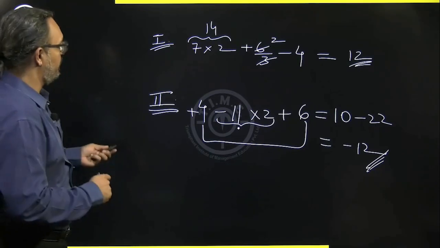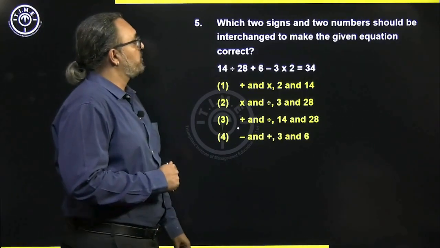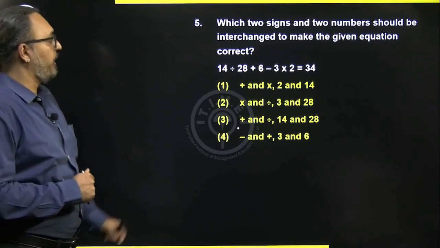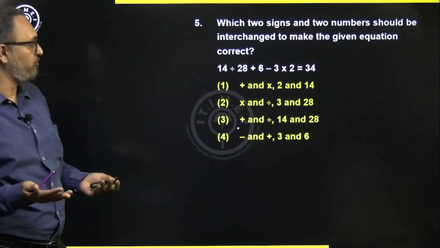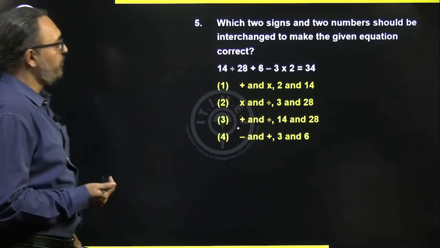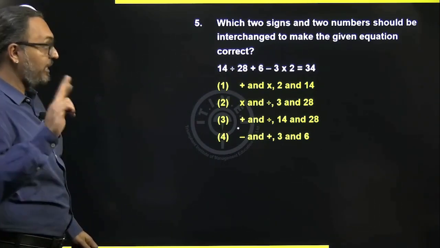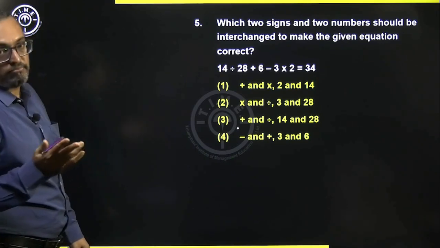Next, which two signs and two numbers should be interchanged to make the given equation correct? So, now here we have to go option by option. There is no other way here. Let us take the first option. But then again, when you look at what numbers are getting exchanged, you may get an idea.